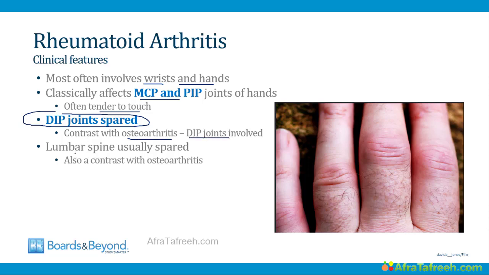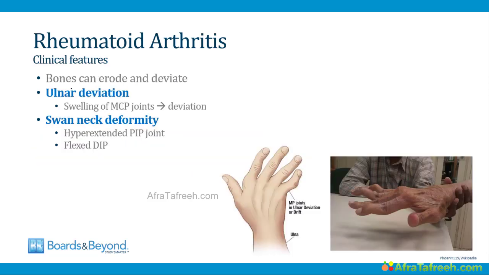You should also know that spine disease of the lumbar spine is very rare in rheumatoid arthritis, and this is also in contrast with osteoarthritis where the lumbar spine is a classic location. In long-standing untreated rheumatoid arthritis, the bones can erode and deviate, and there are some classic findings that occur clinically when this happens. One is called ulnar deviation. So in ulnar deviation, there's swelling of the MCP joints of the hand, and this causes the fingers to deviate over toward the side of the wrist with the ulna bone.